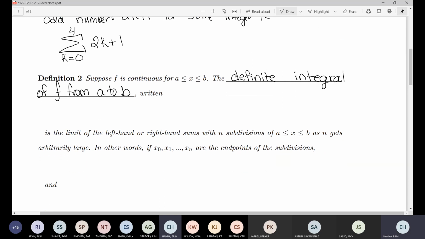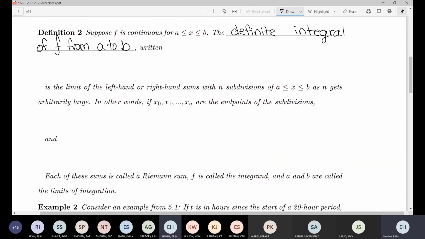Now the actual notation for this isn't nasty, but the definition in a second is. So that's going to be written as this kind of really squished S from a to b of f of x dx. So that's what the definite integral looks like. I haven't actually told you what it is yet.